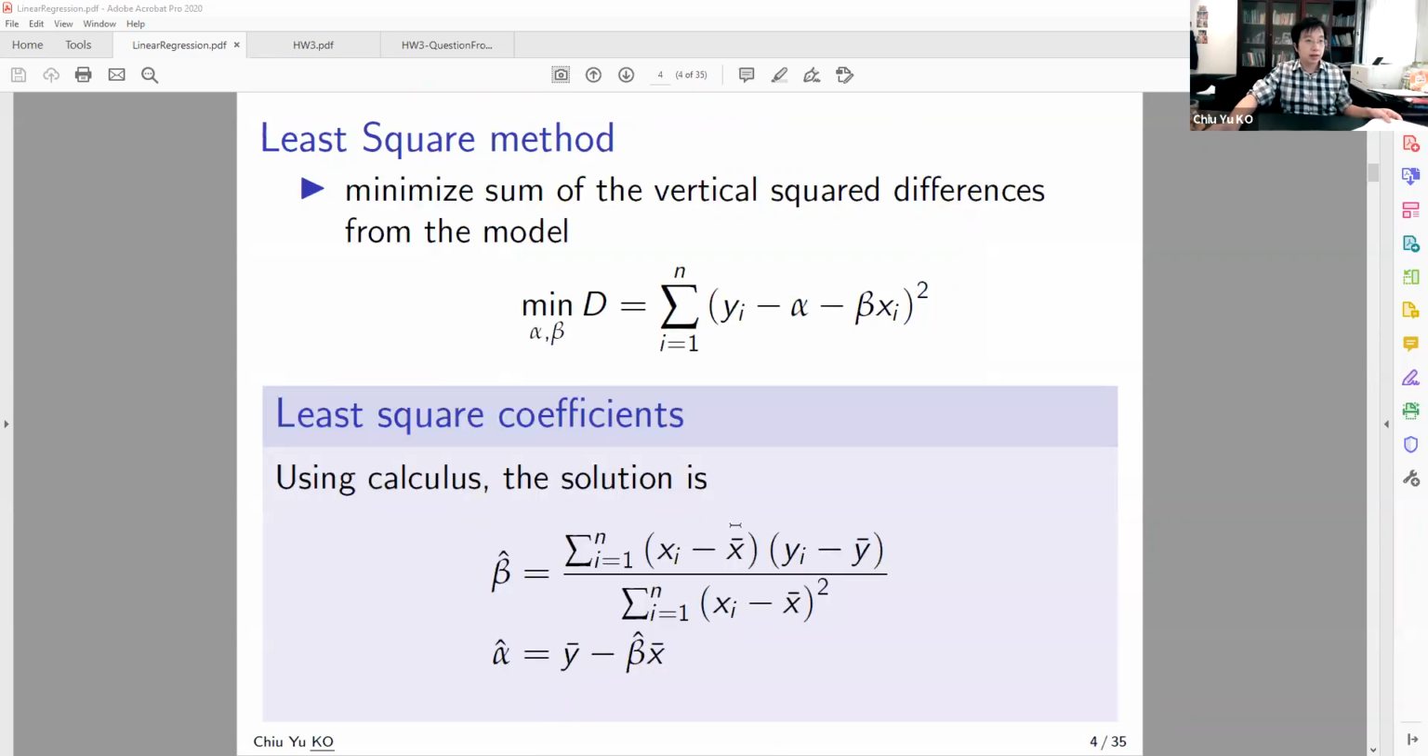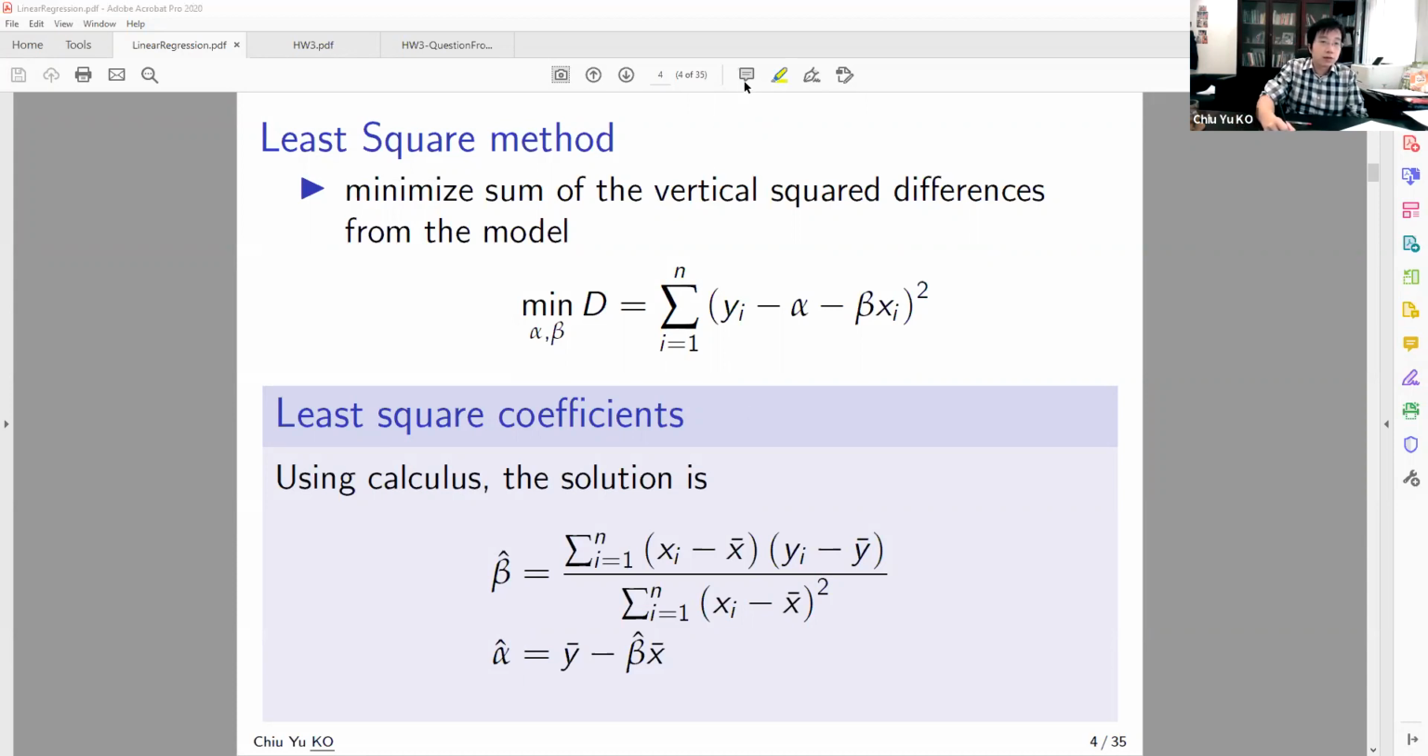So that's why, with this data, we have to minimize the vertical difference.